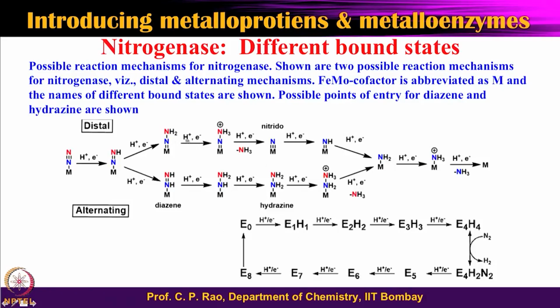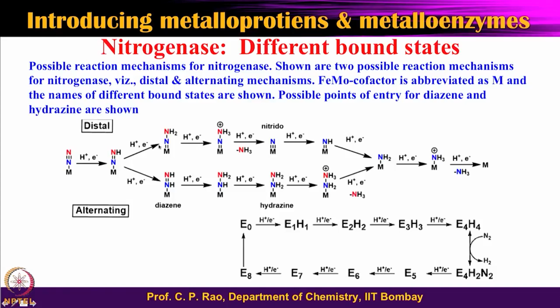In the previous case it goes via nitride or nitrido. In this alternate path it goes via diazine as well as hydrazine kind of system. Now, to these you add electrons and protons. Then you get NH3, and one more electron and proton will take out the ammonia, and then it becomes the same as before. So, in the nitrogenase, as I said, there are different steps of electrons.